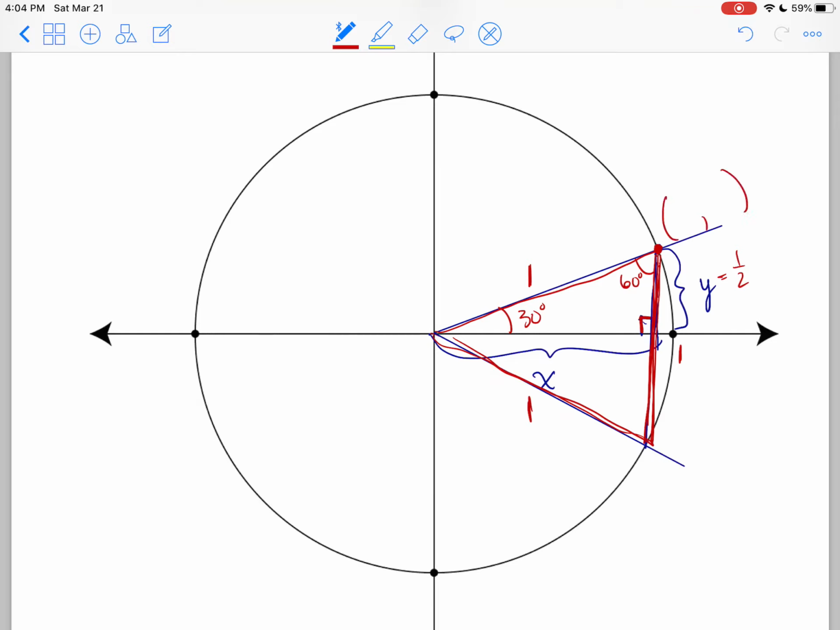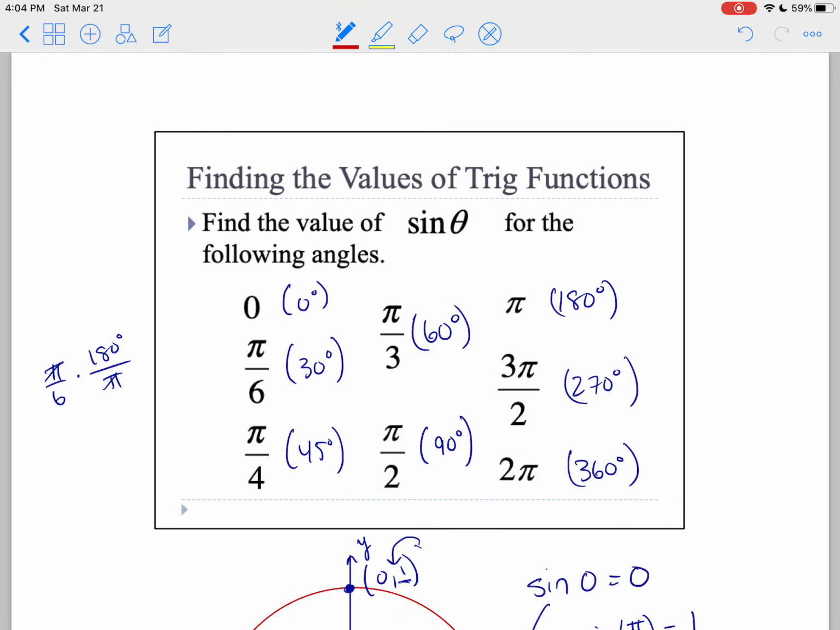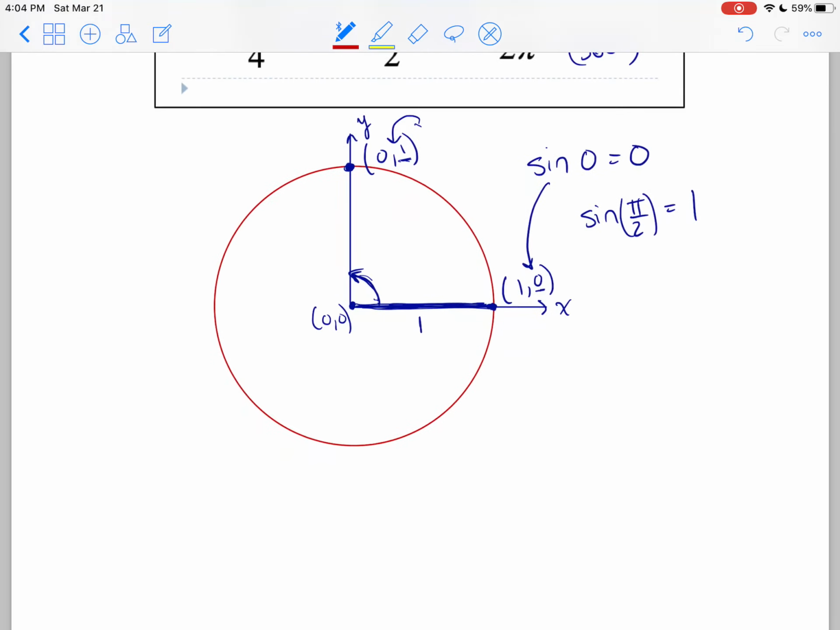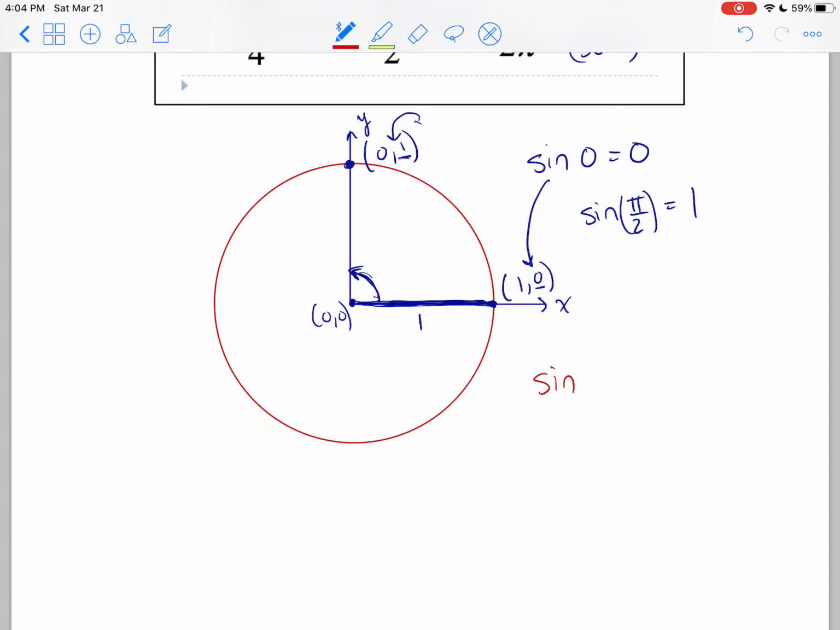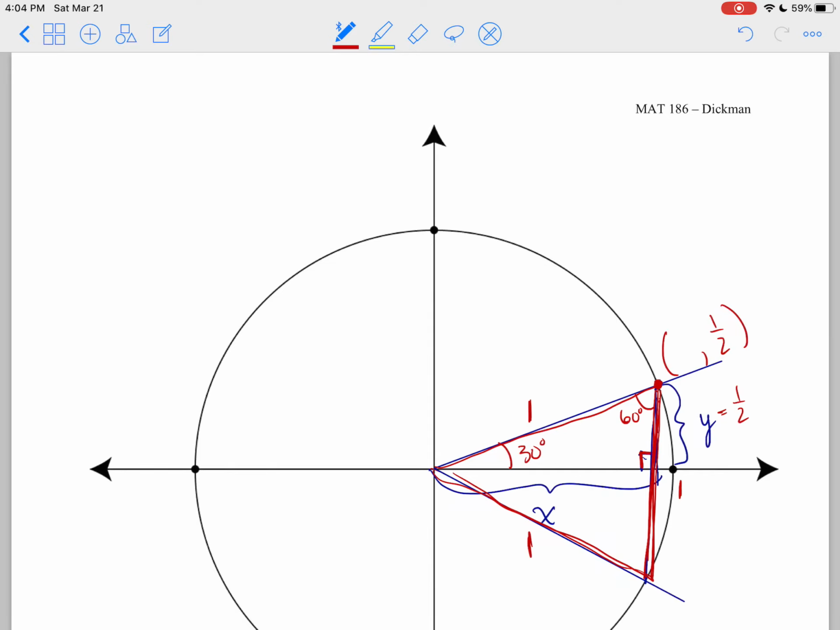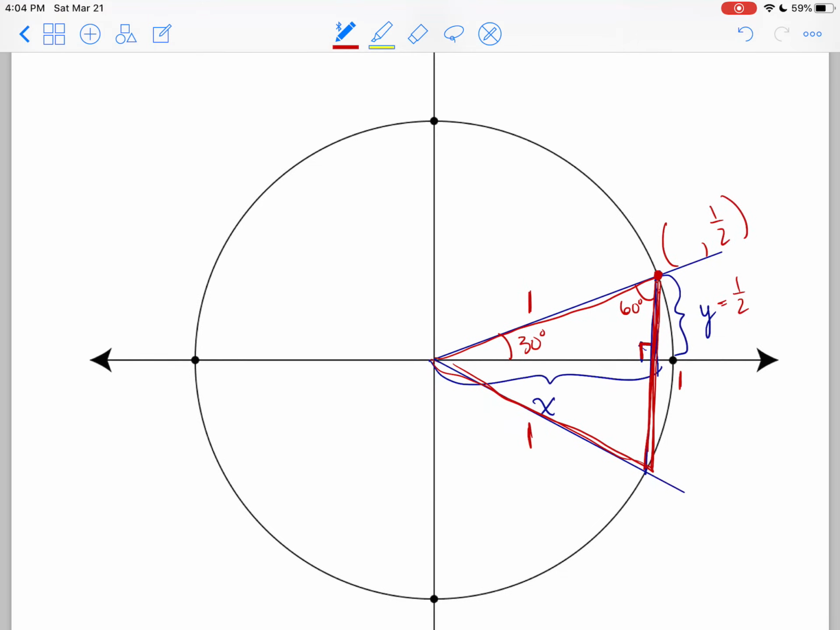Okay. So the y-coordinate of this point right here is 1/2, which is what I was looking for, right? So I'm looking for sine of pi over 6. Sine of pi over 6 is 1/2 because the y-coordinate here is 1/2. Okay?